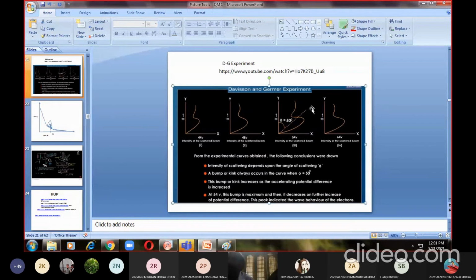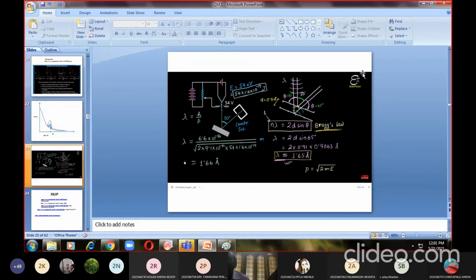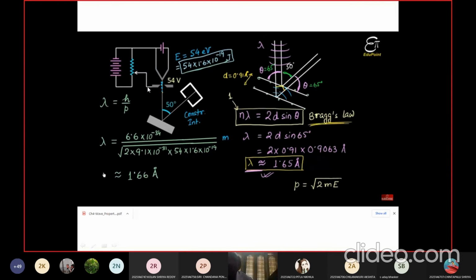Now, from that, they tried to understand why those two values only. So this voltage is 54 volts. You see, this voltage is 54 volts and this angle is 50 degrees. At 54 volts and 50 degrees, you got a very excellent prominent peak. Now, if you want to see this 50 degrees, you have to see this 50 degrees here. This is the 50 degrees.